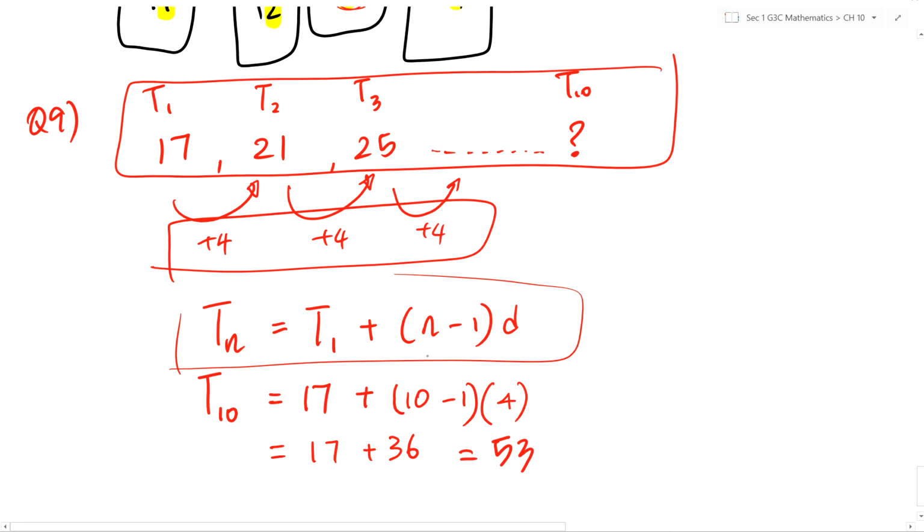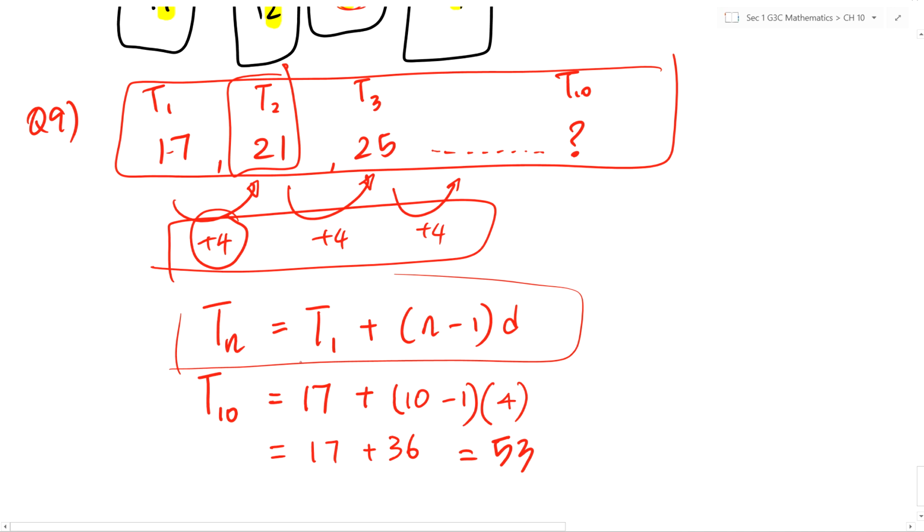But how do I ensure that the formula returns a 0? If n is equal to 1 over here, then n minus 1, 1 minus 1, is 0. Whatever you multiply it by the difference, you will get 0. So term number 1 will still remain as term number 1. Let us move on to term number 2. Term number 2 is the same as term number 1 plus 1 time of the common difference, which is 4.